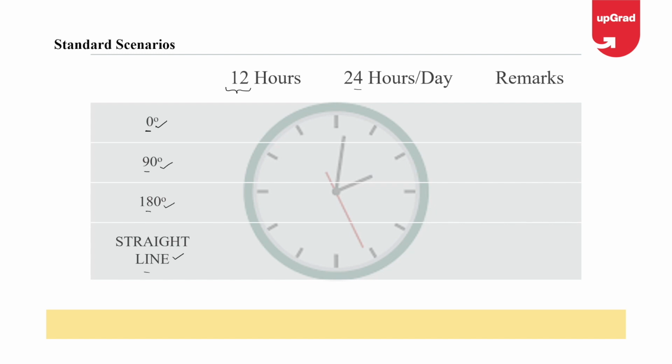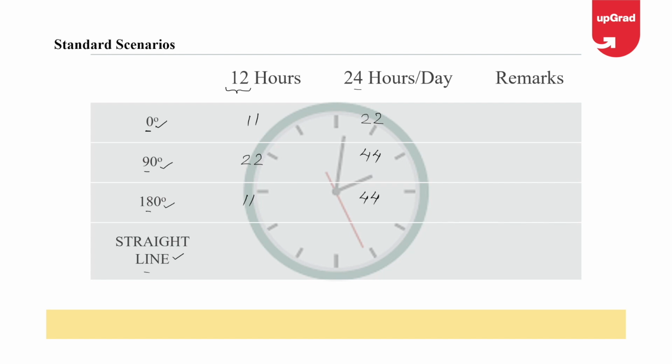So let's start with my first question, which is 12 hours and 0 degrees. Now I'm going to fill up these values quickly and then I'll explain you the details. So in 12 hours, 0 degree happens 11 times. And therefore in 24 hours, it is going to happen 22 times, which is double. In 12 hours, 90 degree happens 22 times. And therefore in 24 hours, it will be 44 times. In 12 hours, 180 degree happens 11 times. And therefore in 24 hours, it is 44 times.